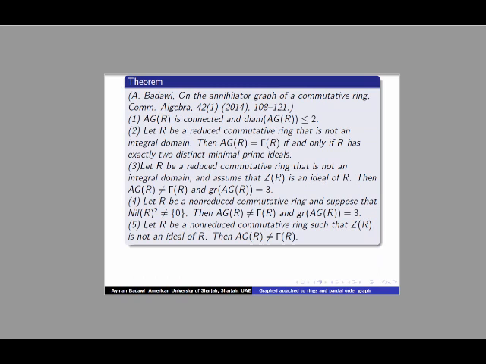Look at this theorem here. Number 2, look at number 2. If the ring is reduced, then the annihilator graph is the same as the zero divisor graph if and only if R has exactly two distinct minimal prime ideals. Okay?